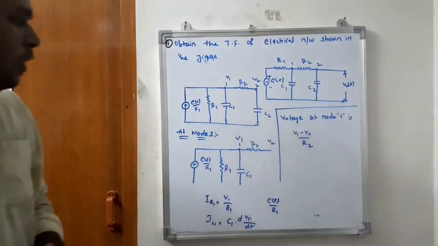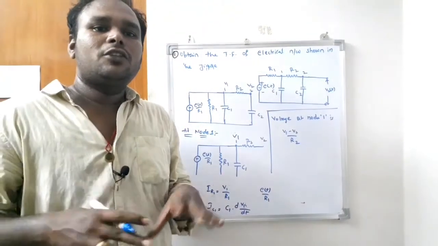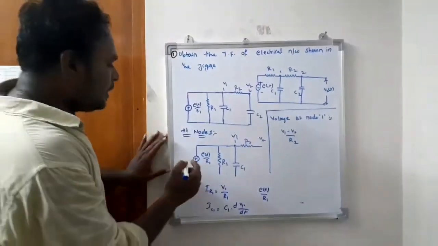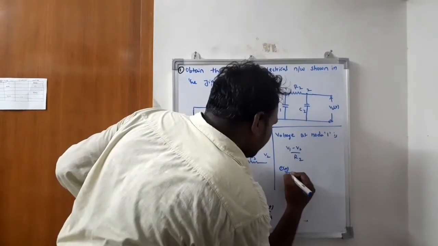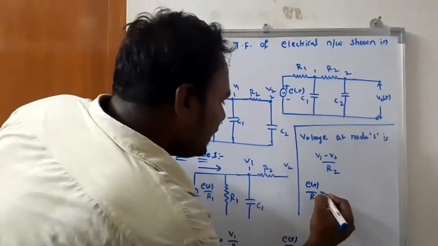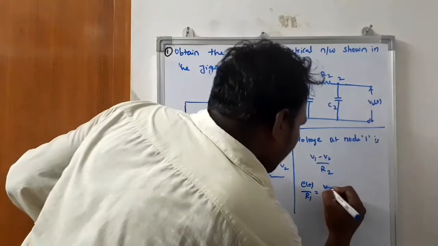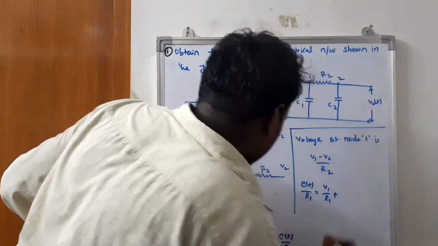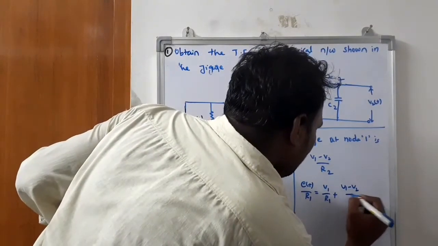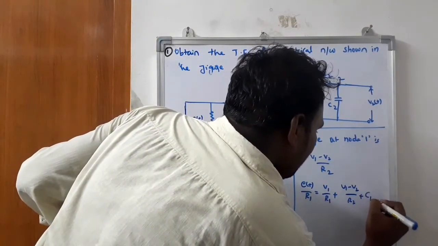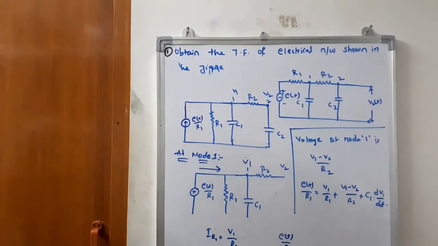Now, by using the nodal analysis, the sum of the currents entering the node is equal to the sum of the currents leaving it. The entering current is E of t by R1, which equals the leaving currents. Remaining all are leaving currents. That's why V1 by R1 plus V1 minus V2 by R2 plus C1 into dV1 by dt. This is the circuit equation.